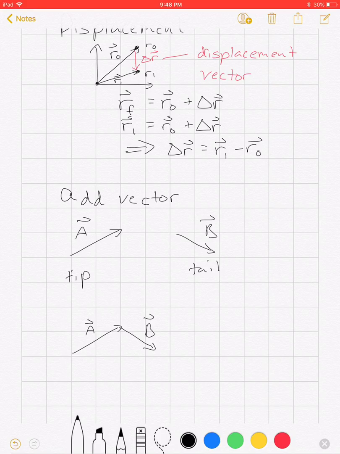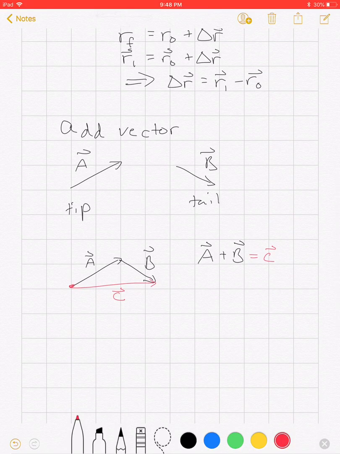Now, if we're adding these, so we want to find out what A plus B is, we go from the very beginning point, which is here, to the very end point, which is here. So if we call this vector C, then we've added A and B, and that equals C. So C starts at the very beginning and goes to the very end, all right? So this is how you add it.